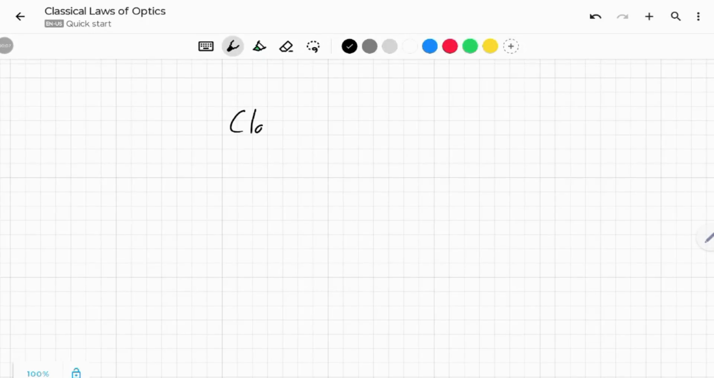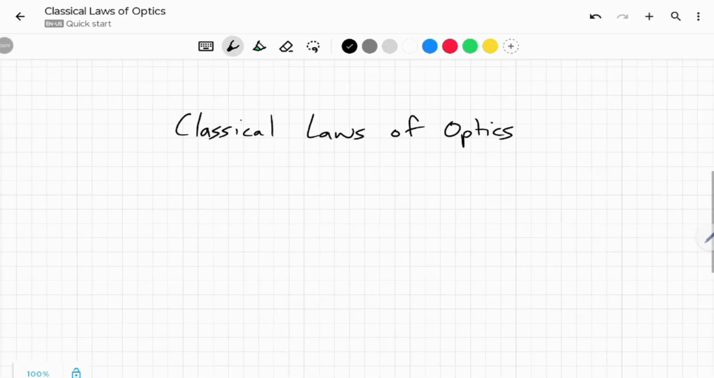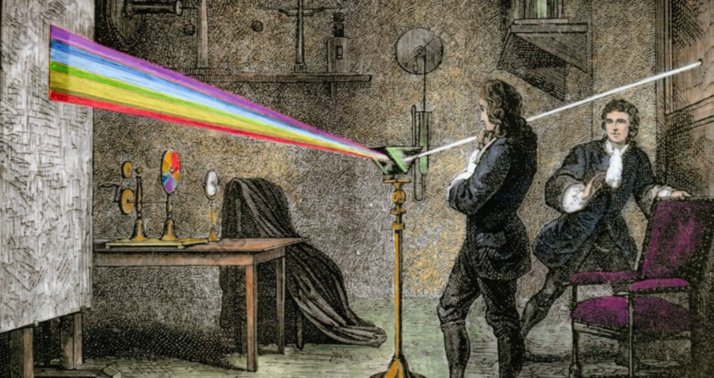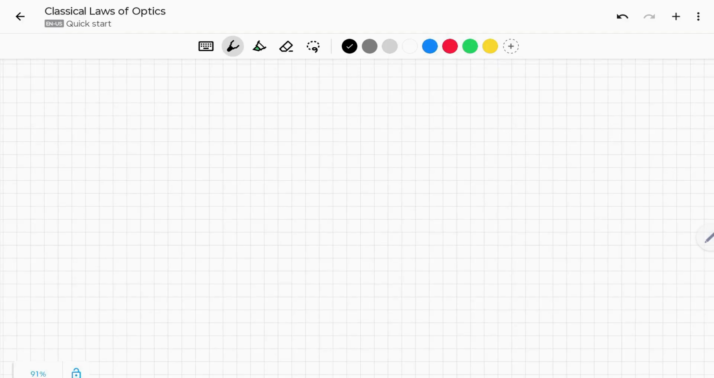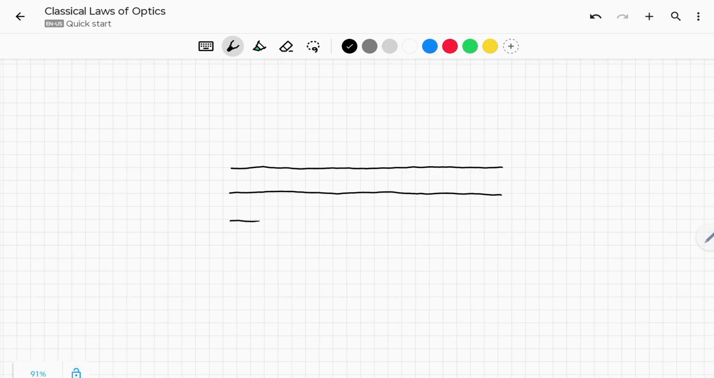Today I'm talking classical laws of optics. Two laws to be exact, but to be able to understand these laws, I want you to be able to picture light itself in an easy way. Now to be able to do this, I want you to imagine light traveling in rays, which is essentially a thin beam of light traveling in a straight line.